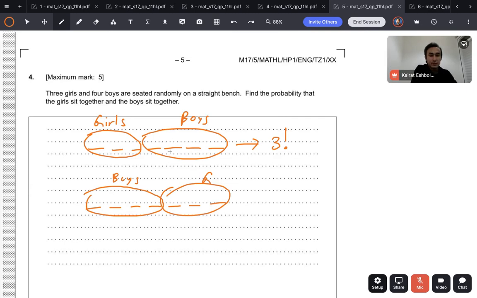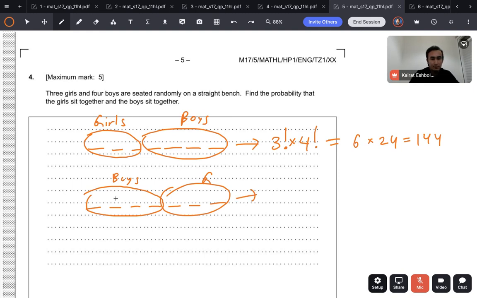What about the boys, for example? 4 boys: Michael, Anton, Kairat, and Rick. In how many ways can they swap among each other? It's 4 factorial ways, okay? So we multiply these, and by the way, the sign in between is multiplication. It's just the rule, the way it works. So 3 factorial is 6 times 4 factorial, which is 24. Multiplied, that is 144.